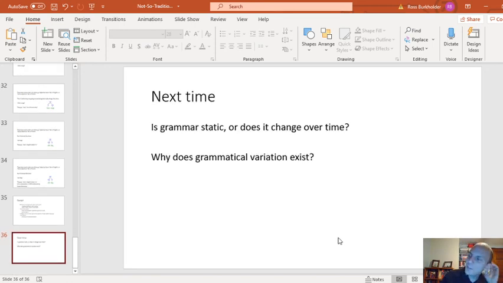Next time, we're going to change it up a little bit. We'll be a little less technical, and we're going to look at change over time. We're going to look at grammatical change within English, and we're going to look at grammatical variation as well, and how these two things are interconnected.